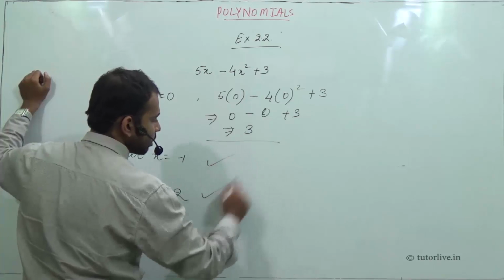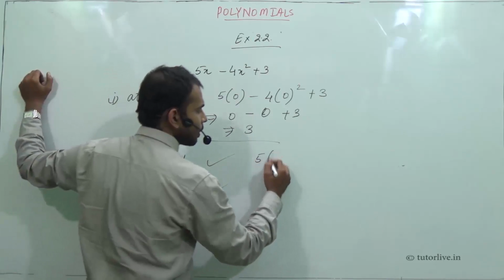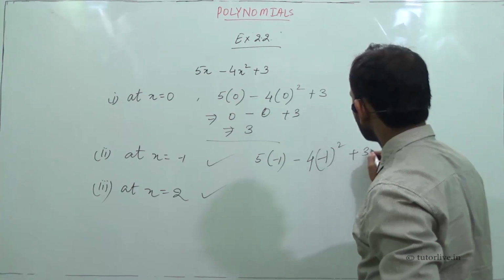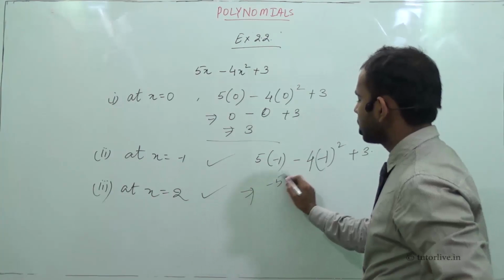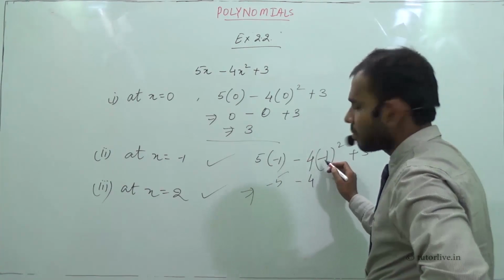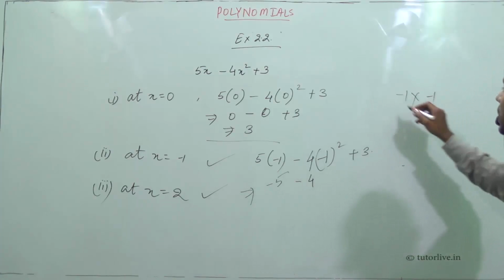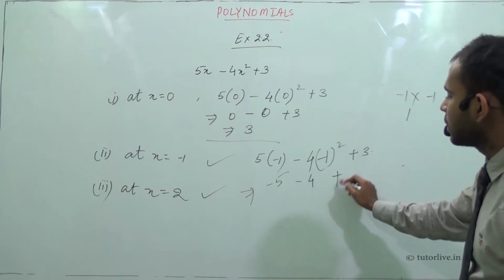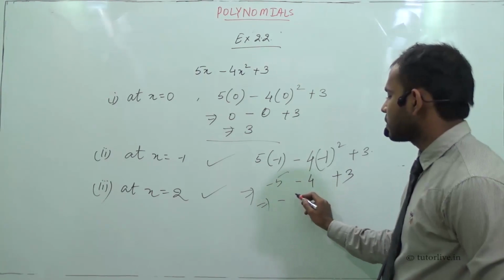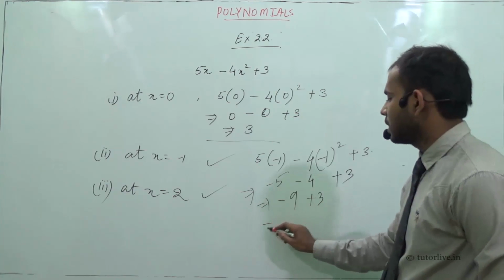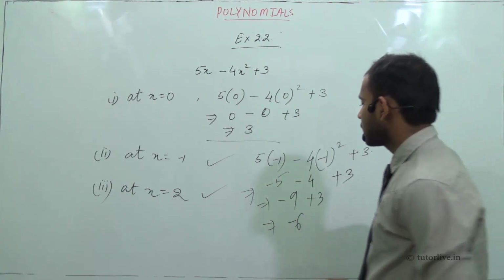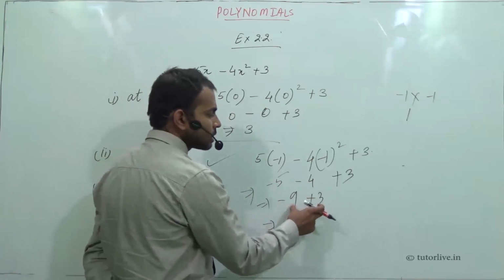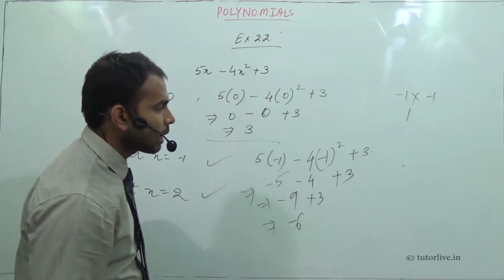Similarly, you will be doing this and you will be doing this. In negative, what will happen? 5 into minus 1 minus 4 into minus 1 whole square plus 3. If it is difficult, 5 into minus 1, put it minus 5, minus 4 into minus 1 into minus 1. Never ever neglect the symbol. Minus 1 into minus 1 will give you a 1. 4 into 1 is minus 4, plus 3. That comes out to be minus 5 and minus 4 is minus 9, plus 3, it is 9 and 3, 6, negative. Same symbol numbers get added up. Opposite symbols get subtracted. Remember that.